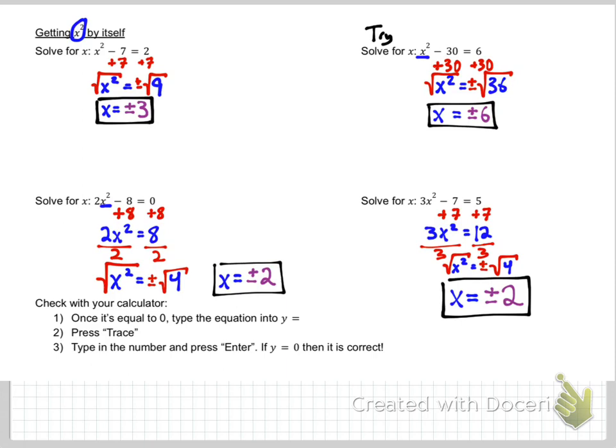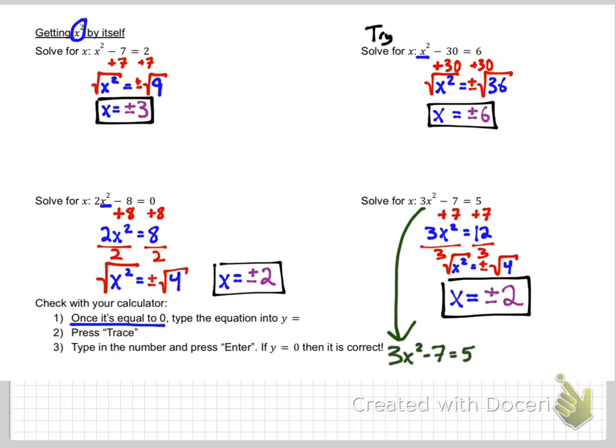So I want to show you guys real fast. You can actually check this with the calculator. The trick is you need to get it equal to 0 first. So set the equation equal to 0. I'm going to show you how to do this on this very last one we just did, checking your work with the calculator. It involves graphing it and then finding the points by pressing trace.